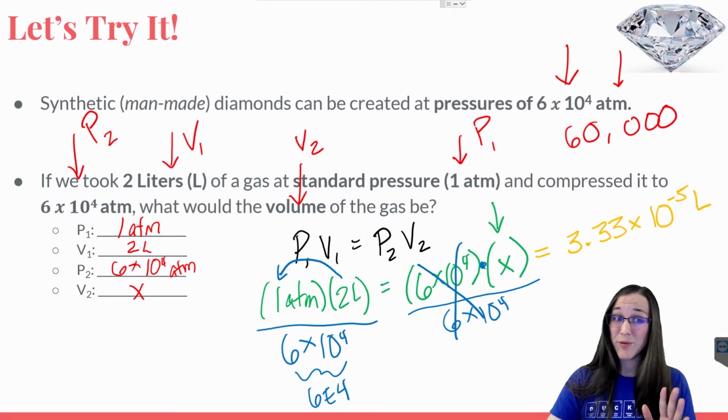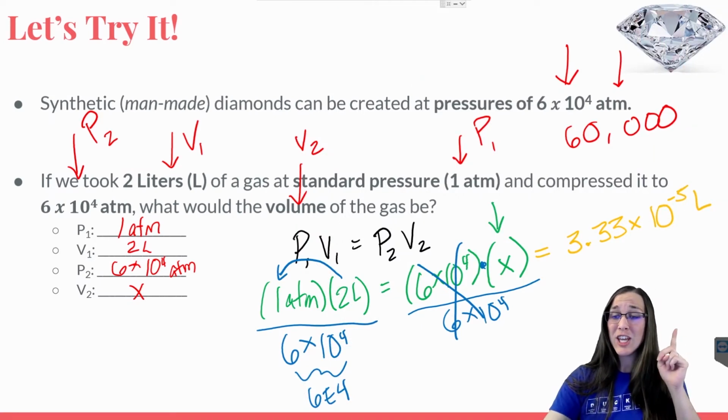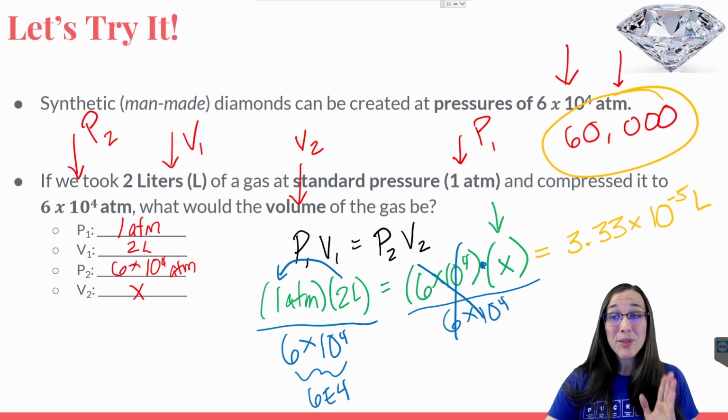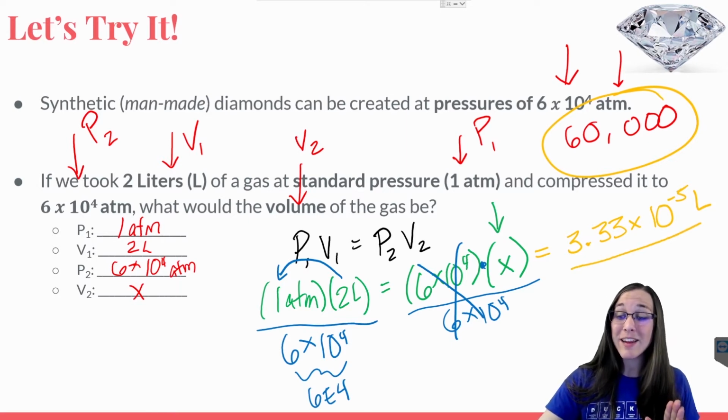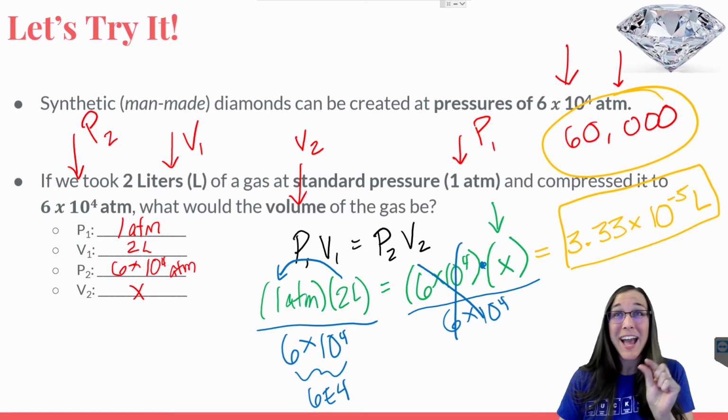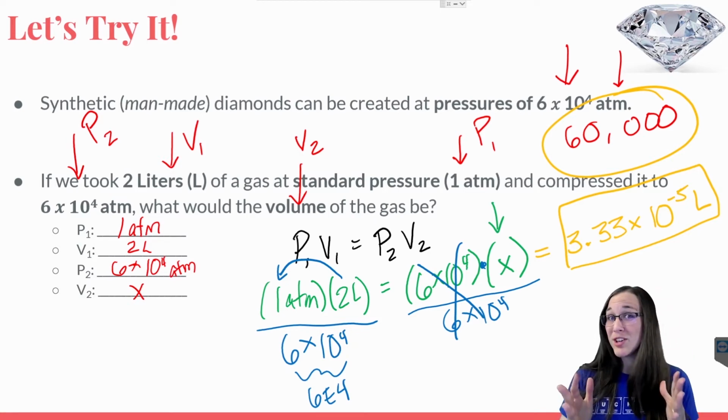In other words, if we took 2 whole liters of a gas and compressed it to that huge amount of pressure, we get a very, very tiny amount of volume at 3.33 times 10 to the negative 5 liters. Again, that's a very, very tiny volume of gas. Check your understanding here to make sure you did your math right.